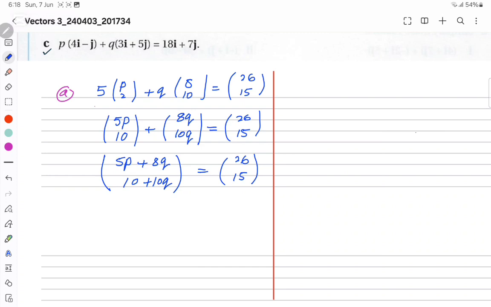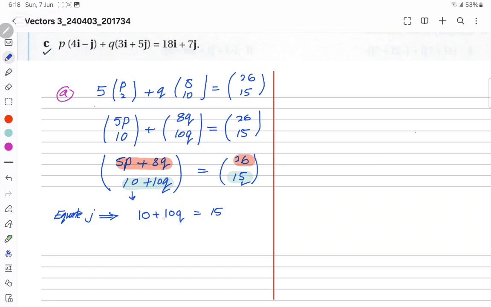Now I have two equal vectors. And in equal vectors, the corresponding members are equal. So that expression equals that. I equals I, and also J equals J. But I want to find the values of P and Q. Everyone noted that in the second one here, I have only one unknown. So we start with the second one. So we just equate J on both sides. So we get 10 plus 10Q is equal to 15.